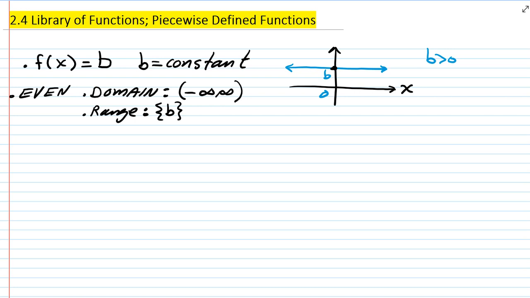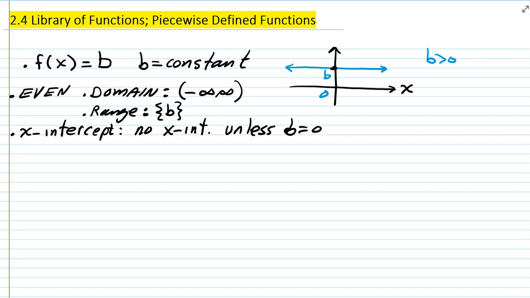Okay. And what else? Let's say for x, y intercepts. Again, I'm thinking all the key characteristics of a function we are interested in. The x-intercept, again, for this one is... well, there is no x-intercept unless b is 0, right? I'm just going to say no x-intercept unless b is 0. If b is 0, you get the entire x-axis. So the x-intercept is going to be all real numbers, right? Otherwise, there's no x-intercept. You can see this graph does not cross the x-axis.